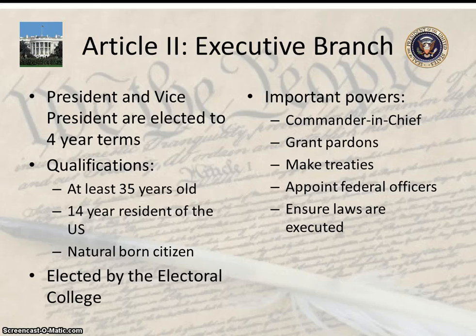The president is elected by the Electoral College. Important powers here are that they're the commander-in-chief of the armed forces. They can grant pardons, make treaties, appoint federal officers, and ensure that laws are executed. So remember, that's what the executive branch does: it executes the laws.